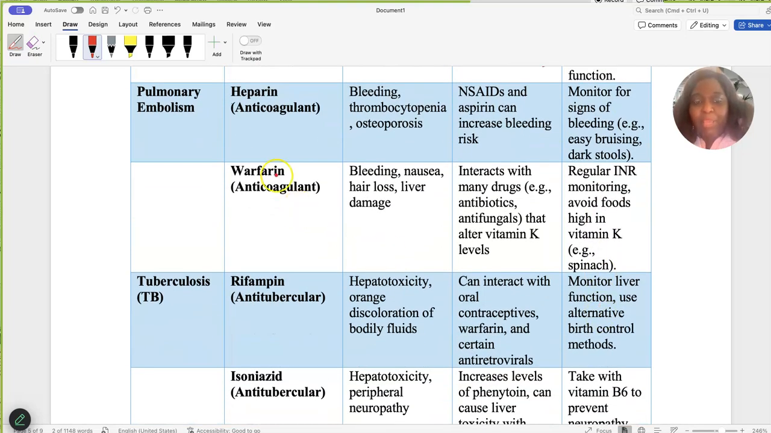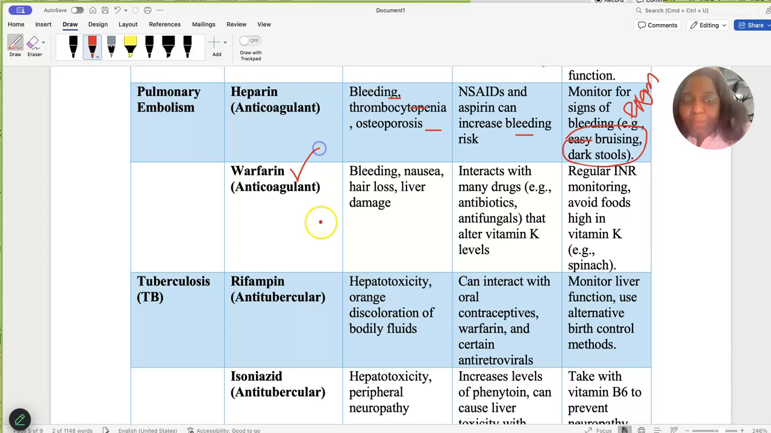And then we have pulmonary embolism: heparin. Bleeding, thrombocytopenia, and osteoporosis are some of the side effects. NSAIDs and aspirin can increase bleeding risk as well. We have to monitor for signs of bleeding, any kind of bruising, or even dark stools. So whenever somebody is on heparin, watch out for dark stools. Dark stools and bruising are extremely important for the exam. You can guarantee that will be on your tests.